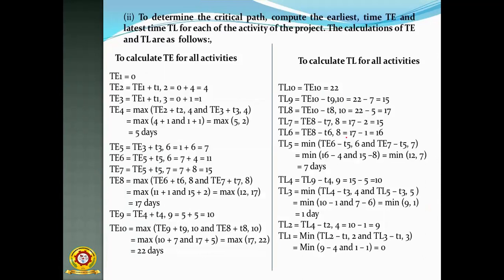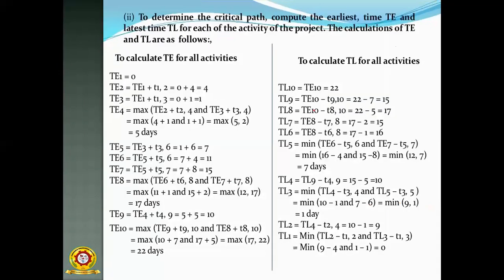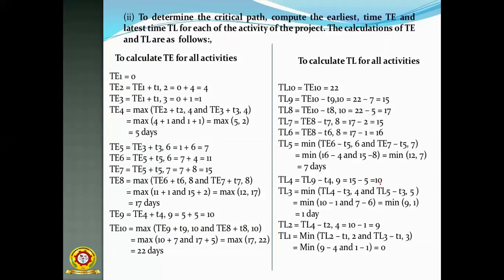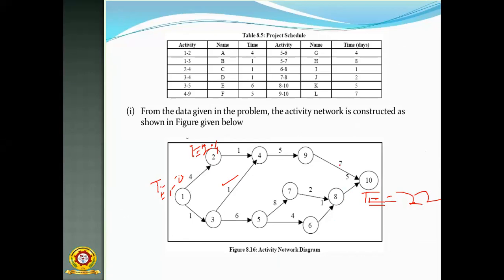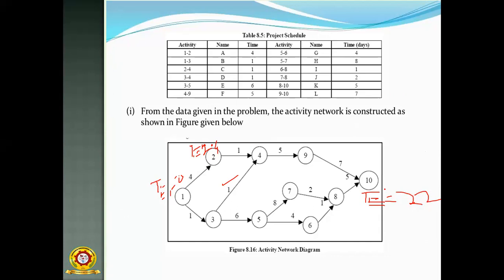So TL10 equals TE10, which equals 22. Then to find out TL9, it is TE10 minus T9. What is the value of T9? This one, 7. So 22 minus 7, 15. So the value is 15. In this way, you have to find out the TL values also.